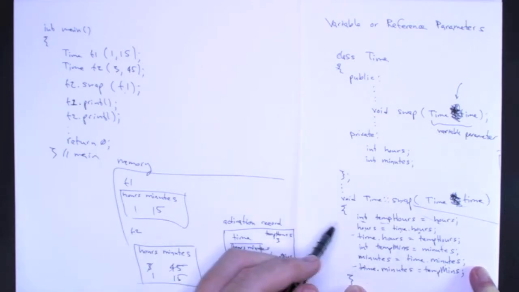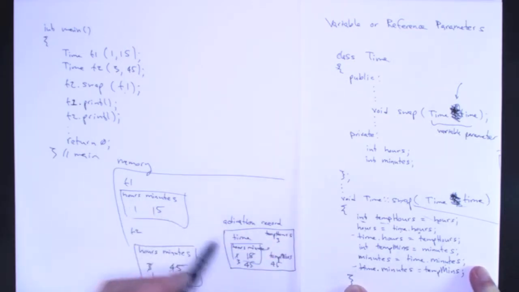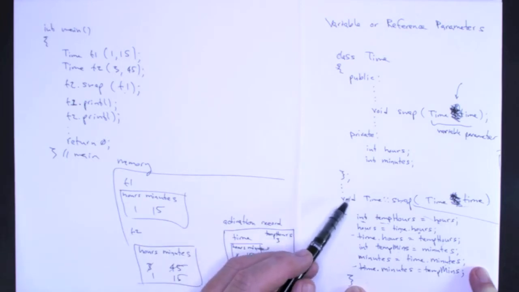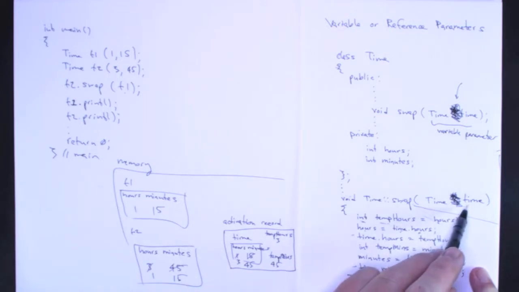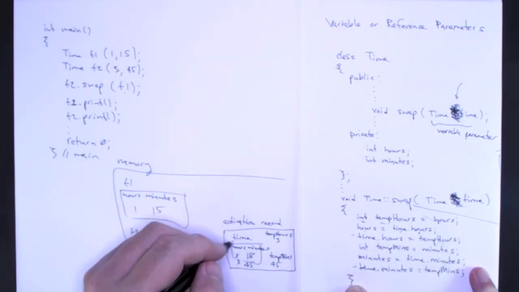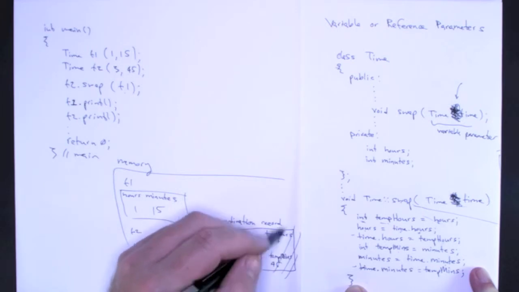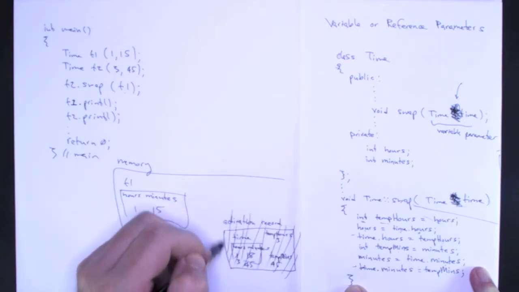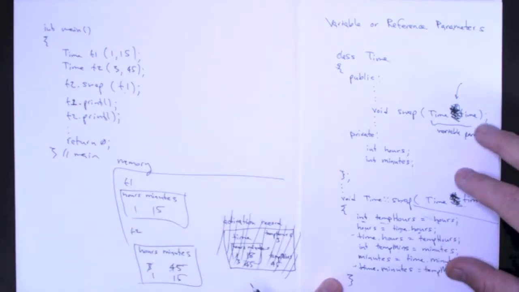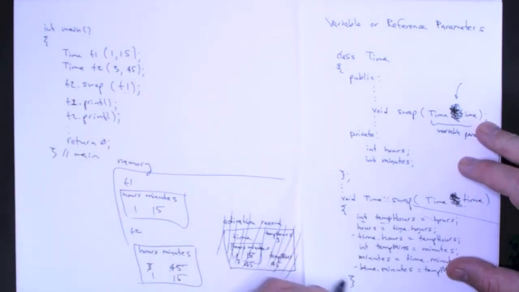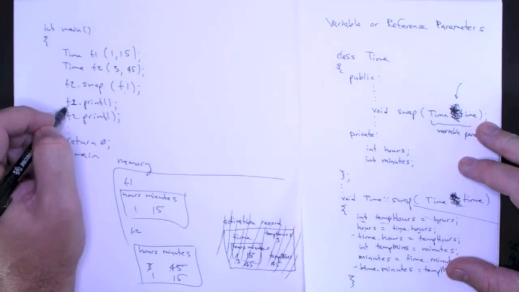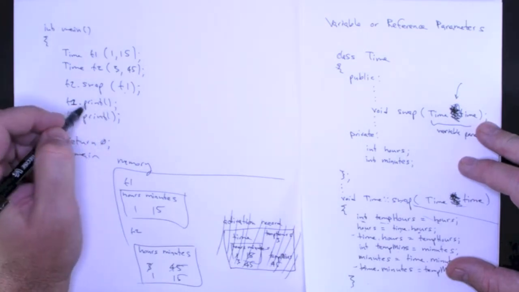Now, here's what happens. This is when the story turns sour. When this method terminates, what happens to the activation record? Well, it gets destroyed. So does temp min, so does temp hours, and guess what? This value parameter time, it's also deallocated. So bye-bye activation record, bye-bye time, bye-bye temp hours, bye-bye temp minutes. Control goes from the swap method back to main, and we execute T1 print.